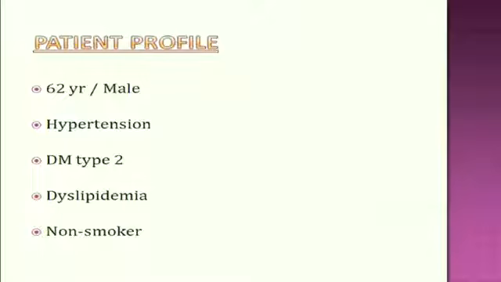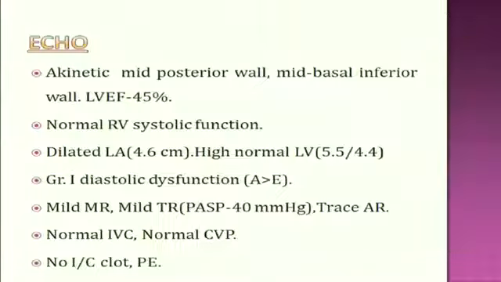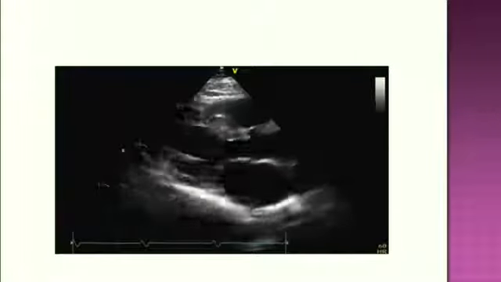He is hypertensive, diabetic, dyslipidemic, non-smoker, presented with effort angina, NYHA class 2 for the last 6 months on optimum medical therapy. His ECG showed right bundle branch block and QS complex in the inferior leads. His echo showed akinesia of the mid-posterior wall and mid inferior wall, ejection fraction around 45%, normal RV function, LA mildly dilated at 4.6, and LV high normal. There is mild MR and mild TR with a PA pressure of 60. These are the echo images.